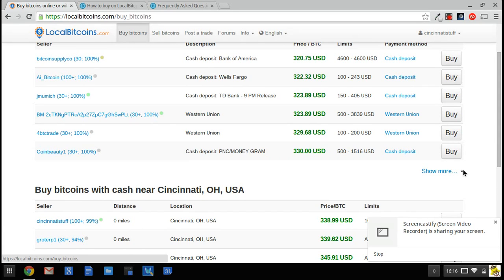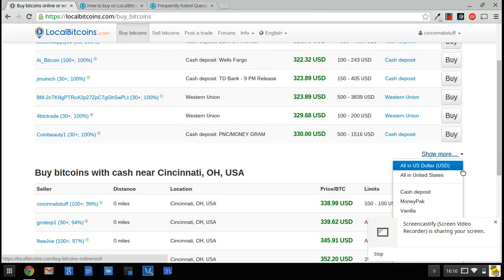But let's say you want to do it online because you don't want to leave your house or whatever the case may be. First thing you want to do is switch down here and see where it says all in US dollars, all in United States. That's very important. That's a difference. All in US dollars, anyone around the world can place an ad in US dollars. All in United States are supposed to be just people in the United States.